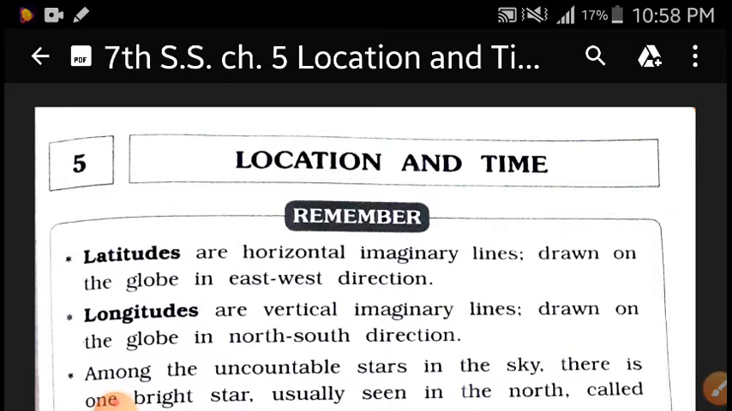We are here again together for learning lesson number 5, Location and Time, in standard 7th social science. So let us learn the topic of lesson number 5, Location and Time. The word location we have heard on smartphones, which have an option of location. Location means an exact place on the earth, and time we all know. Here in this lesson we are going to learn how time is calculated. So let us start the lesson.